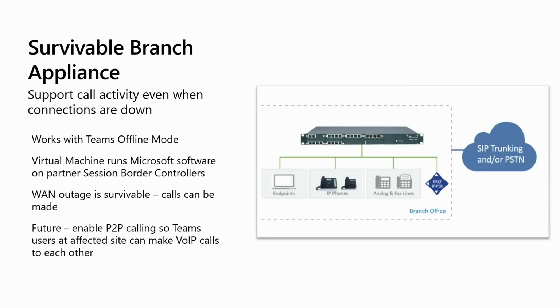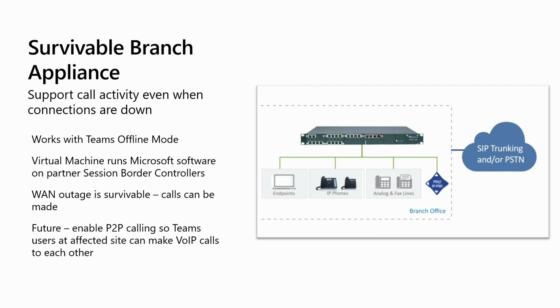Let's talk a little bit about some of the secret sauce of direct routing. And what's important is the actual SBC. Today, we're going to take that SBC and now make it a survivable branch appliance as well. So it will support call activity even when the connections are down. So this works with Teams offline mode, which is an additional feature that is also coming for Teams. Teams will actually work even when you're not connected to Microsoft 365, which is a real boon to users to be able to work offline.